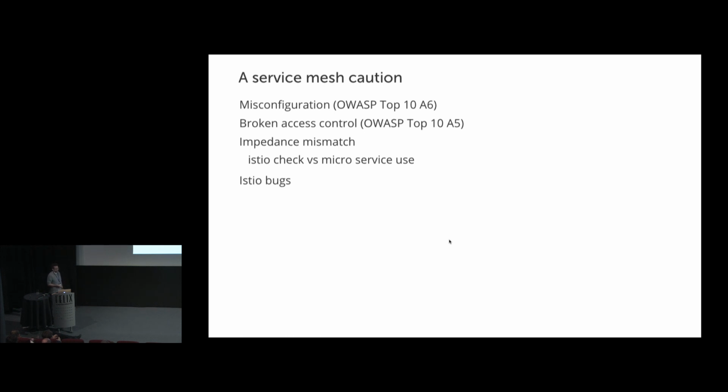There are also Istio bugs, like we had the timing bugs, but there's been some other bugs as well. So what I would do is I would use some kind of automated verification tests that check whether or not you have access and things like that.